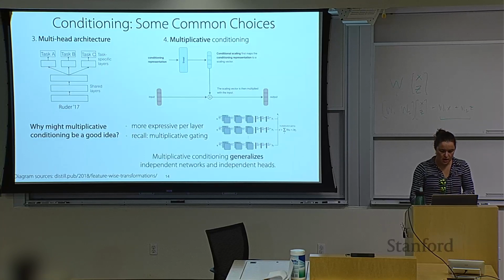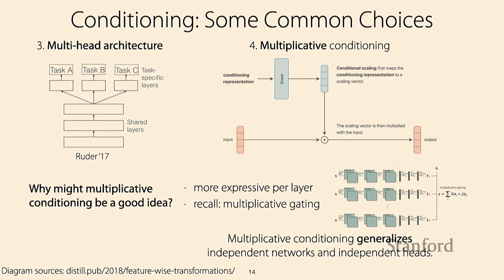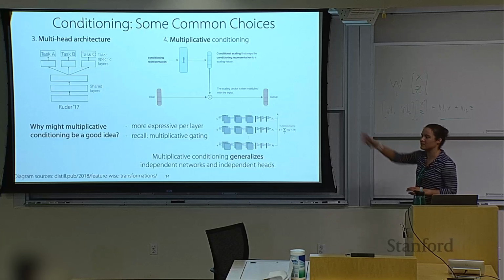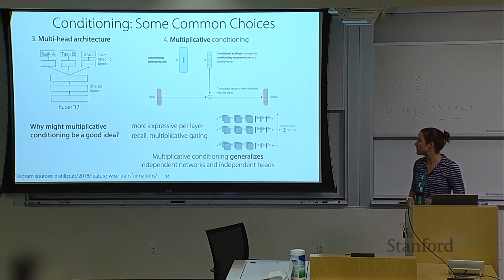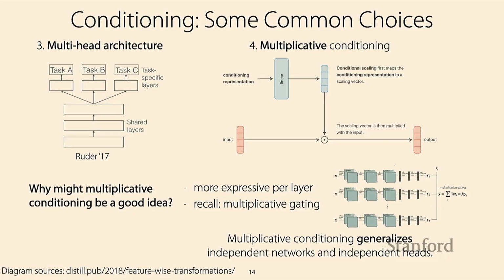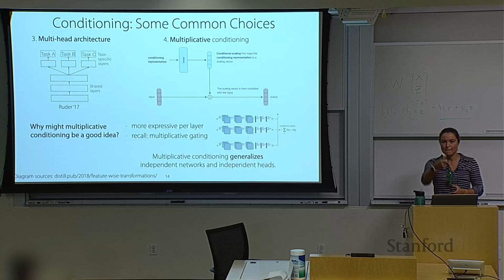Cool. And so, yeah, in general, multiplicative conditioning is going to generalize having independent networks and independent heads. Yeah. So for this way, would you say attention is sort of like a task specification? Insofar as attention is basically like dot products, then yes, something like attention can be viewed as task specification. Any other questions?